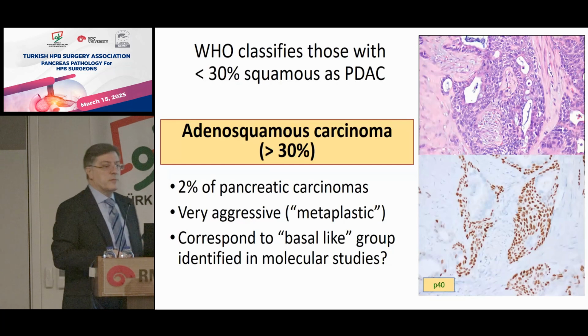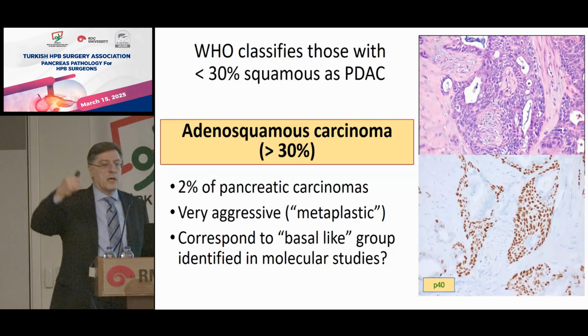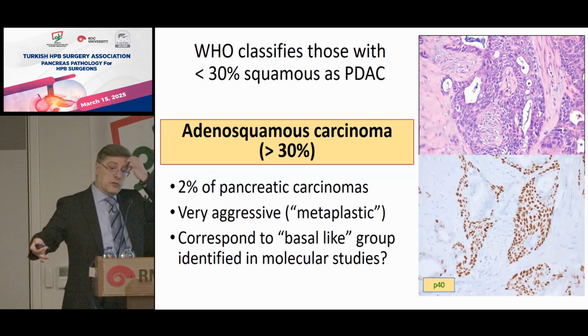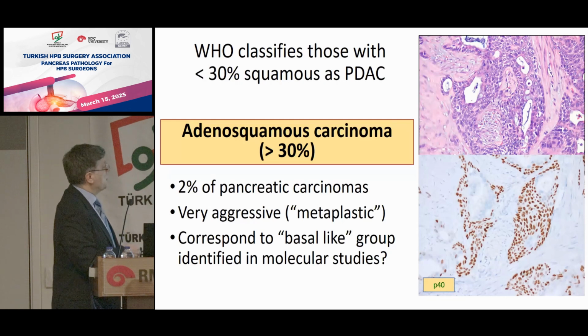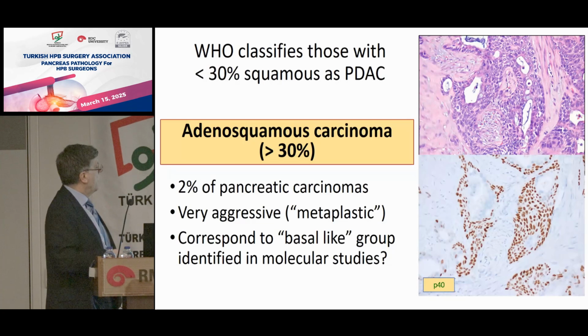Unfortunately, adenosquamous is defined in WHO as having more than 30% secondary component. But in our impression, even if there's focal squamous differentiation, it's probably already on its way to becoming a different tumor. Once you define it with 30%, these are relatively uncommon. 1 in 50 PDACs have adenosquamous.